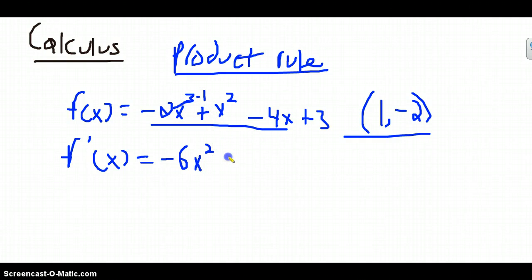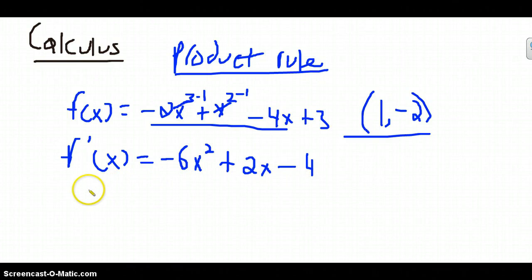And then plus, what's the derivative of x squared? We take that 2, drag it down, minus 1, it is 2x. And then we just say minus 4. And we don't use this 3 over here.